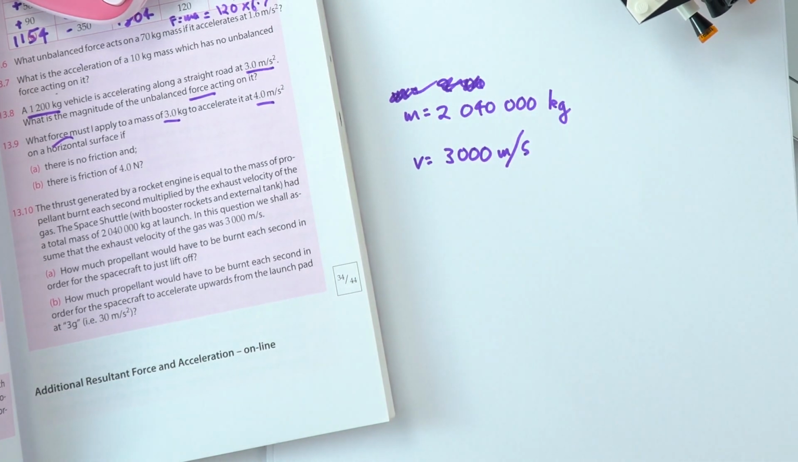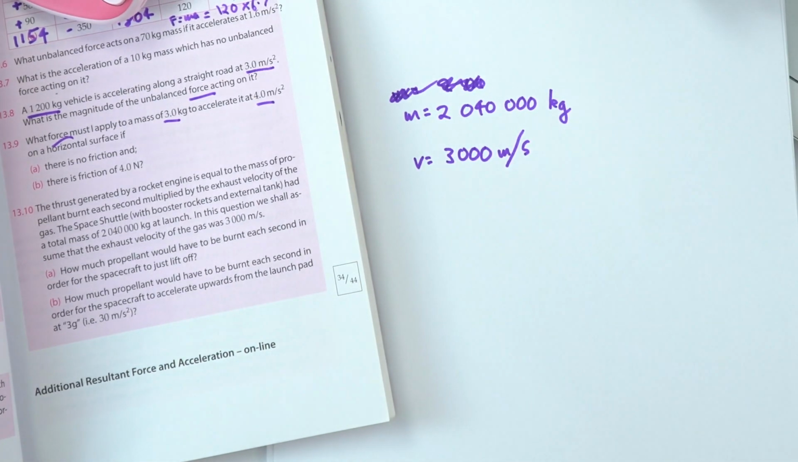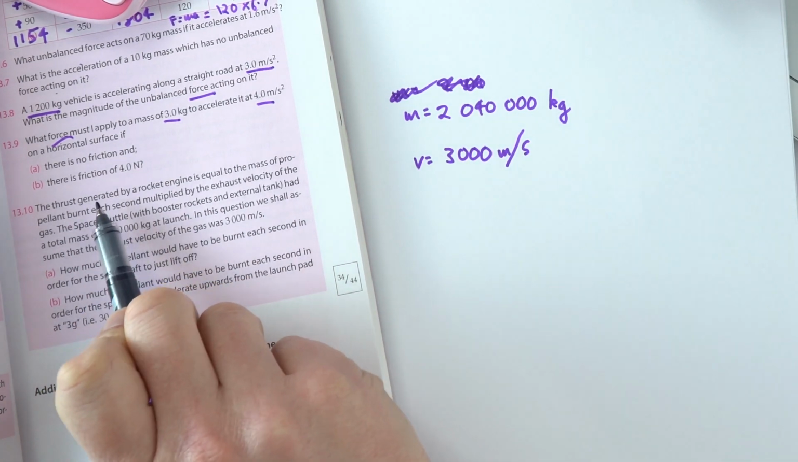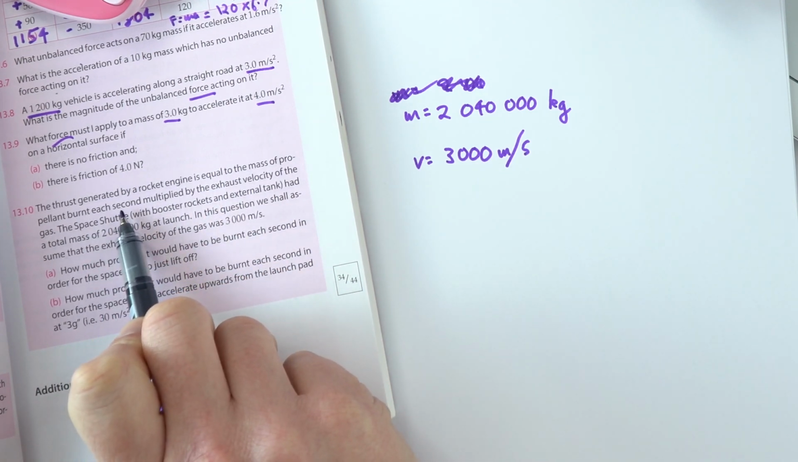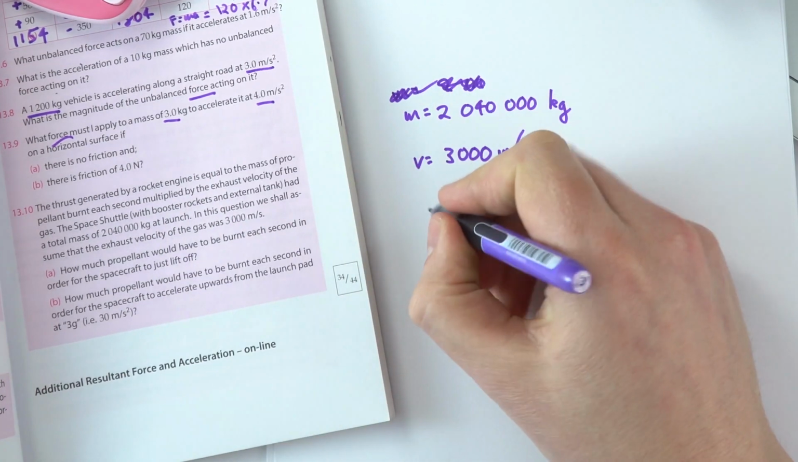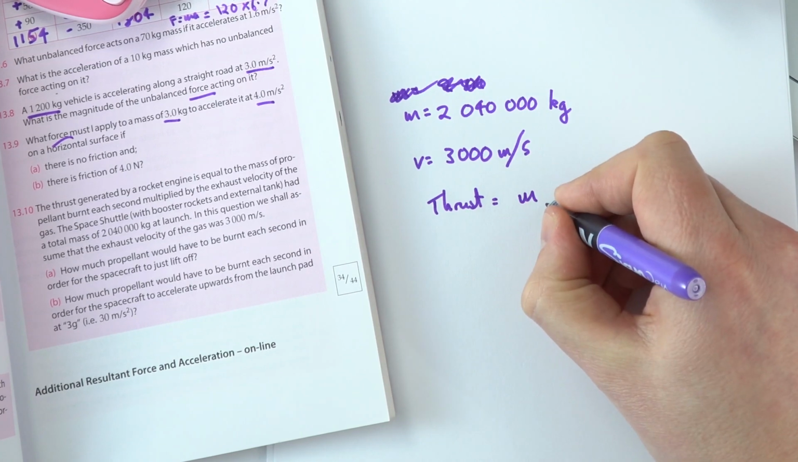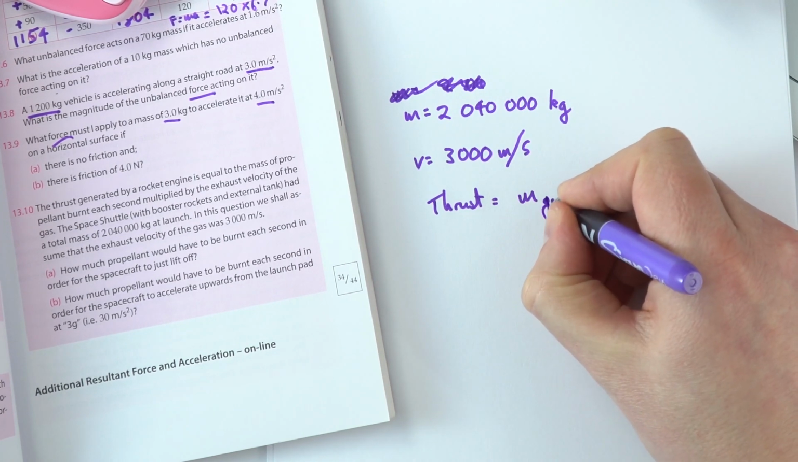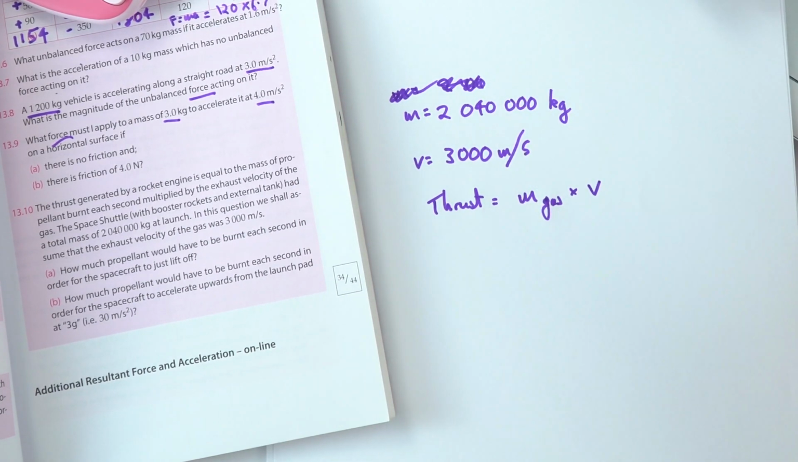How much propellant would have to be burnt each second in order for the spacecraft to just lift off? So when it's just about taking off, how much propellant would have to be burnt each second? It says here that the thrust generated by a rocket is equal to the mass of the propellant burnt each second multiplied by the exhaust velocity of the gas. So the thrust is equal to the mass of the gas multiplied by the exhaust velocity, which is up here.